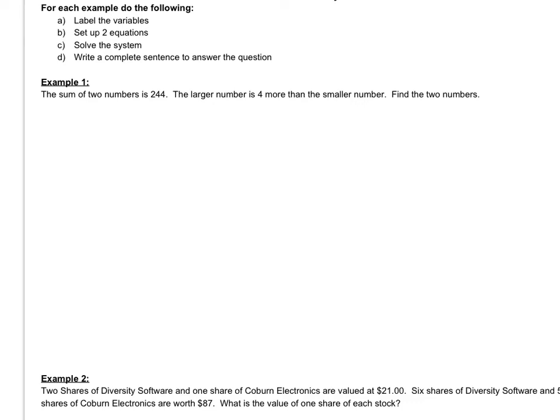First, let's start by reading example 1. It says, the sum of two numbers is 244. The larger number is 4 more than the smaller number, and we need to find the two numbers.